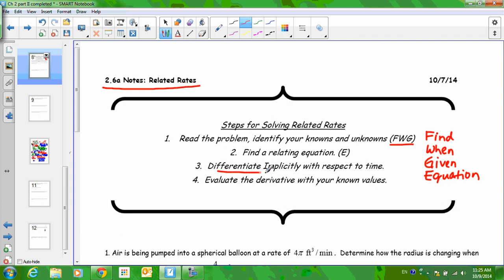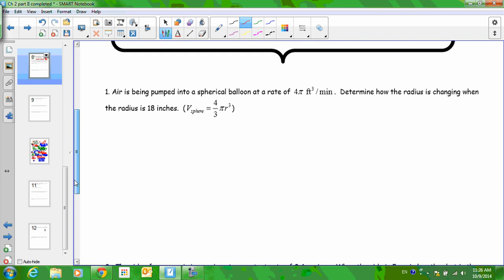Then we're going to differentiate implicitly with respect to time. So we're going to do d over dt, both sides of the equation. And from there, it's basically plug and chug. Okay, so we have this first problem.